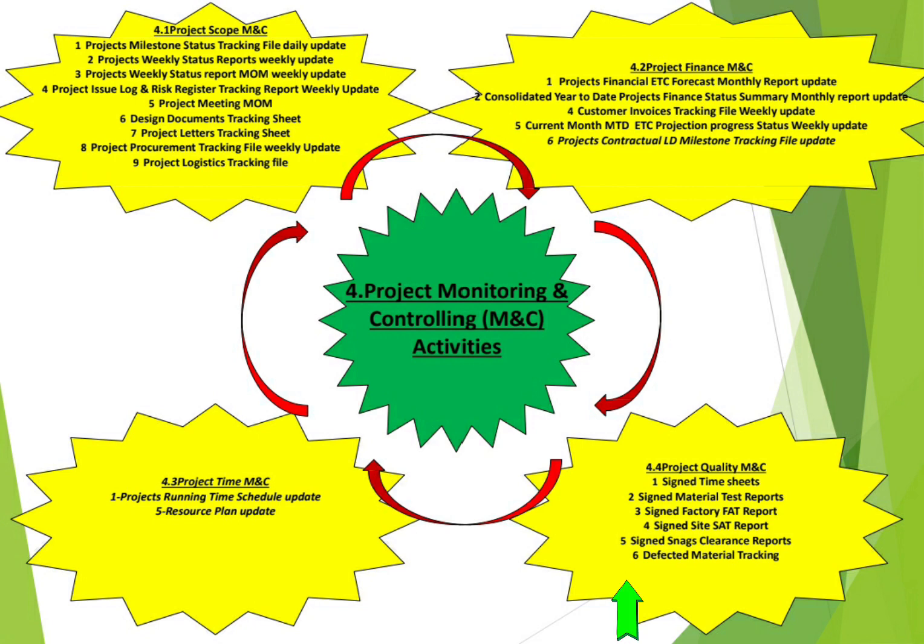Finally, we have 4.4, project quality monitoring and controlling, where you need to ensure that you have the signed timesheets of your site teams. You need to have the signed material test reports, signed factory acceptance test report, signed site acceptance test report, signed snags clearance report, defected material tracking report, and so on. All of these are the quality assurance of your project, which you need to monitor and control.